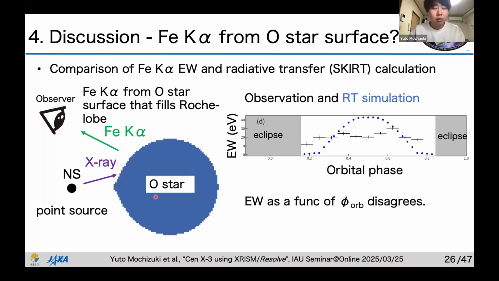We assume a 3D structure for the O star and a point source for the neutron star, like the left figure. The right figure shows the observed and simulated results of the iron K alpha equivalent width as a function of orbital phase. As you can see, the simulation does not match the observation. So it suggests that the iron K alpha also does not originate from the O star surface.